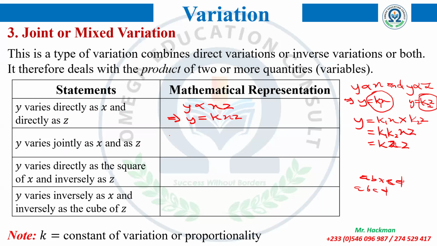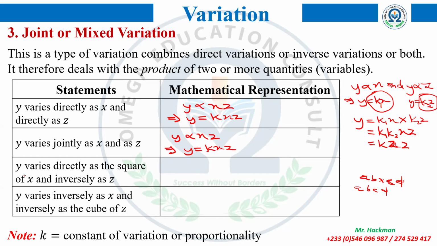So this one too will be Y varies jointly as X and Z. So it will be directly as X and Z. This will also imply that Y is equal to K X Z, where K is the constant of variation. Is my point well made? Yes, sir. Okay, great.